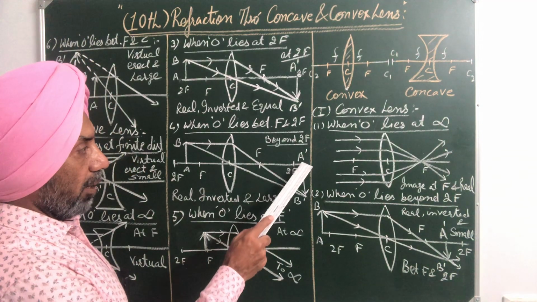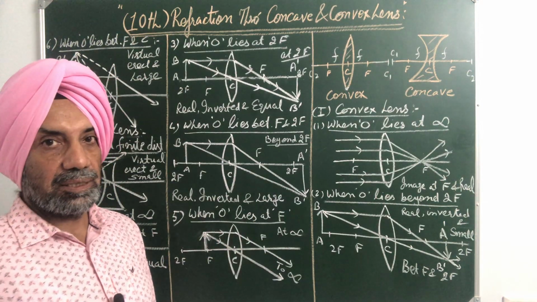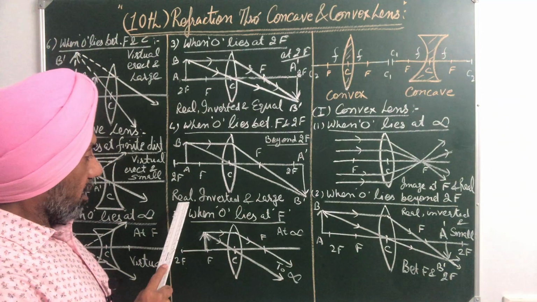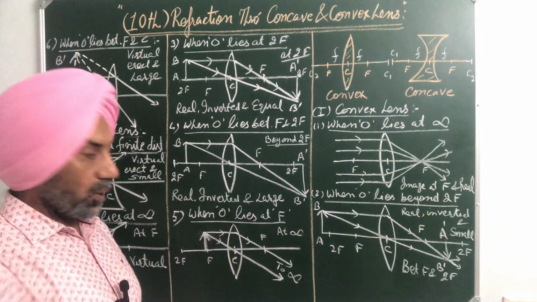We can see the image is real, inverted and larger in size. Now the size has increased. Real, inverted and larger in size. The region of the image is beyond 2F.